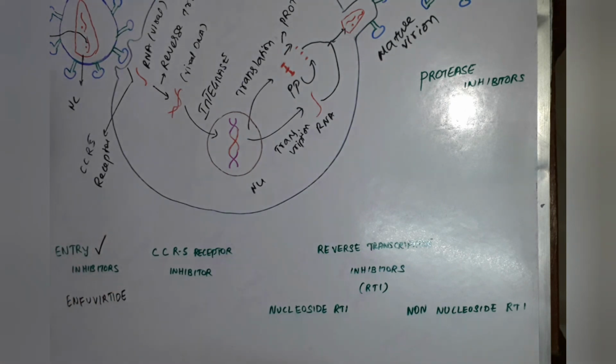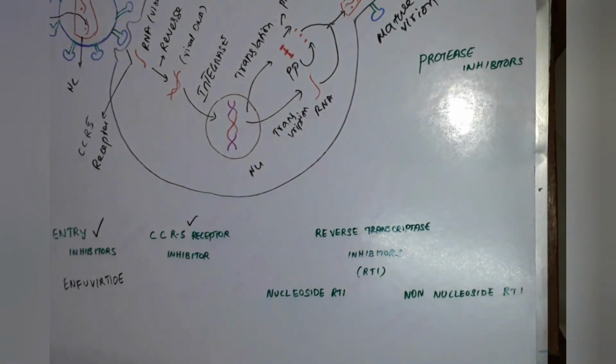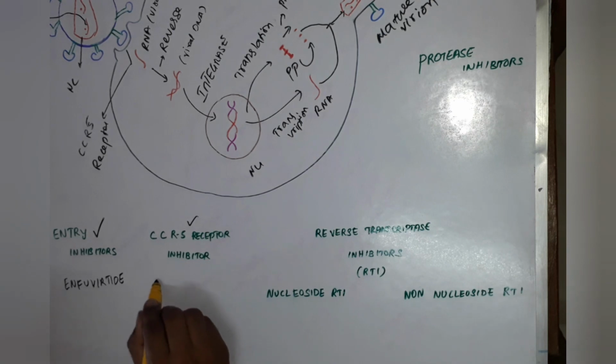Okay, the virus has bound to the receptor. Now, I don't want it to enter the cell. So I'm blocking this receptor. So I'm using something called a CCR5 receptor inhibitor. Okay, so this CCR5 receptor inhibitor, I call it Maraviroc.